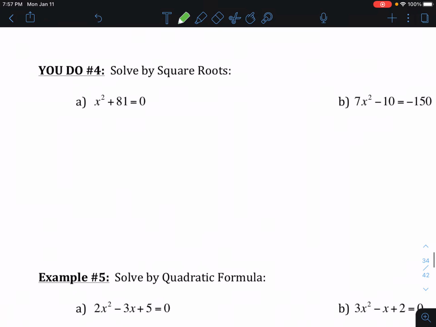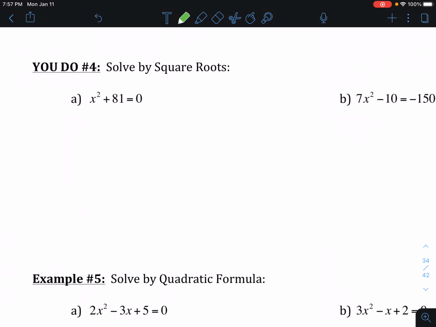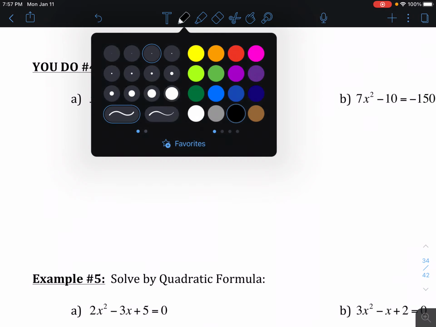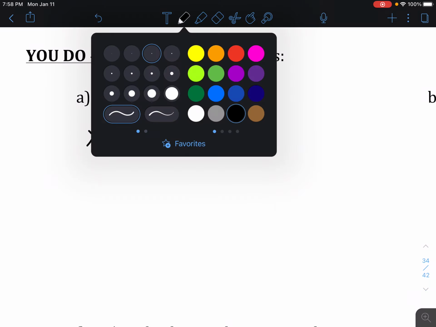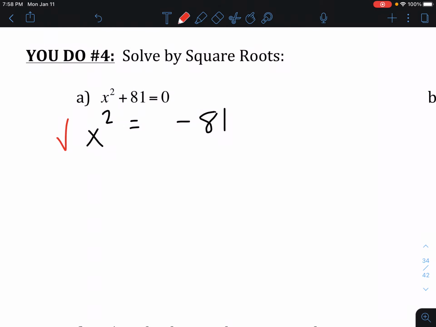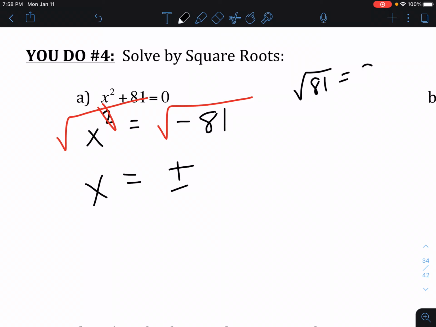Okay, let's show you a couple more. Solve by square roots. So here your first step would be subtract 81. And now that x squared is by itself, we're going to square root both sides to get rid of the exponent. Throw in your plus minus. The square root of 81, you know, is 9. So the square root of negative 81 is 9i.